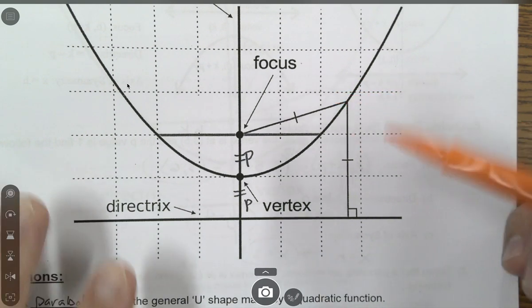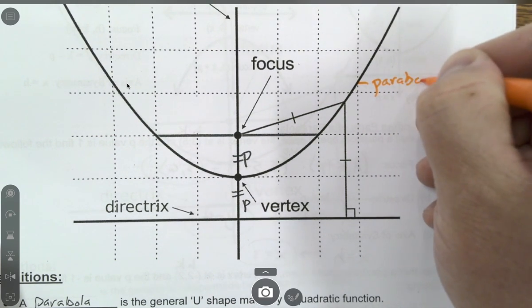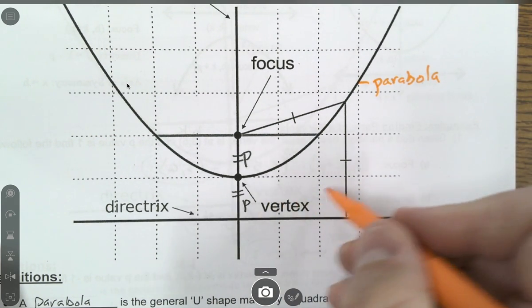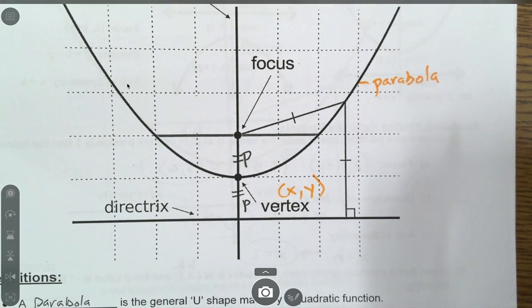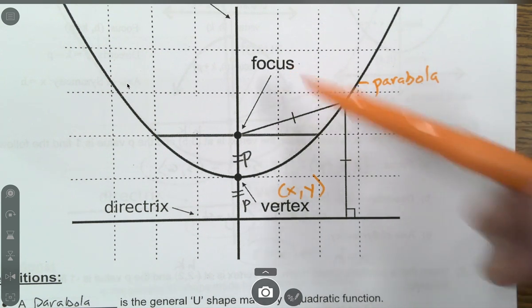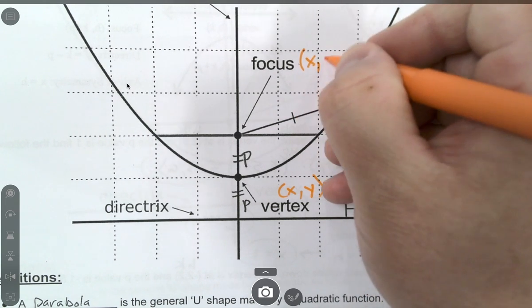If I focus on the parabola, a parabola has a vertex. The vertex is always a coordinate, right? It's like an xy value. We're going to go beyond that today. Today we're going to talk about something called the focus and a directrix. The focus is a coordinate. It's also an xy value.